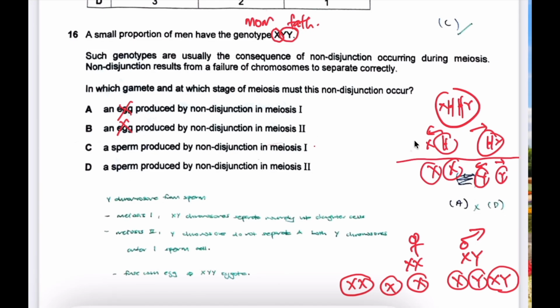This is meiosis 2, this is meiosis 1. Here to here is meiosis 2. When it comes to meiosis 2, these two are supposed to split. But it didn't split. So one side got 0, the other side got 2, which is YY.